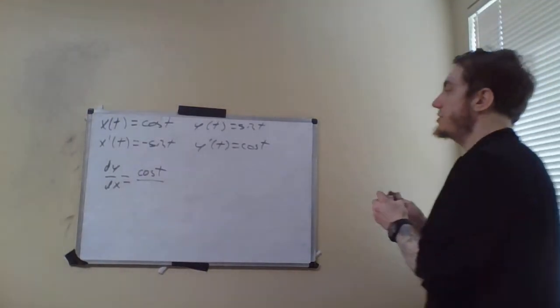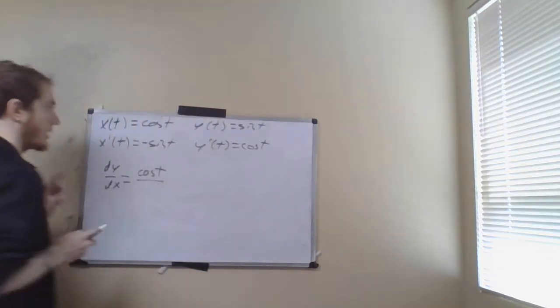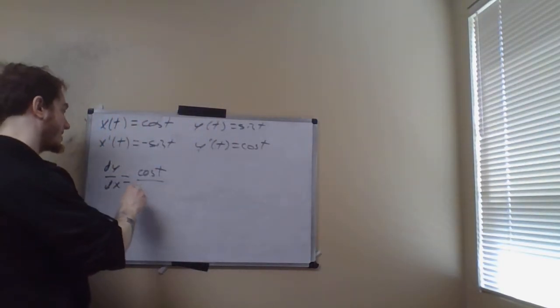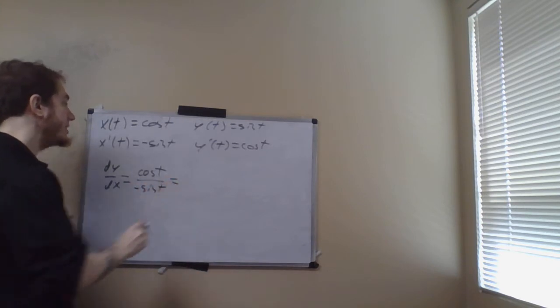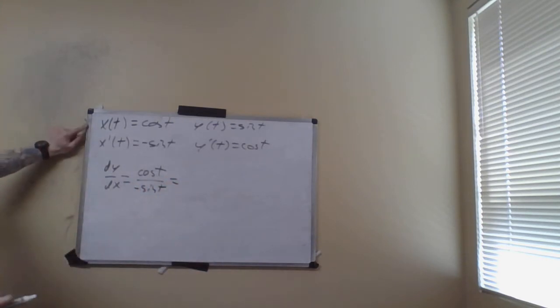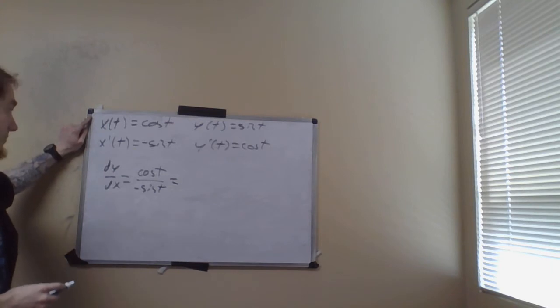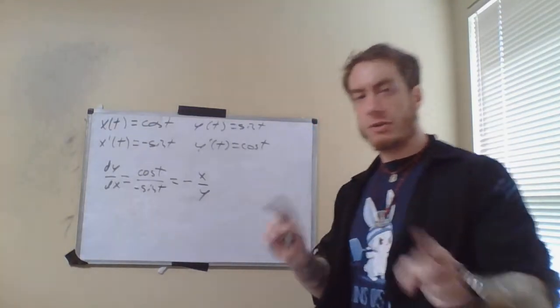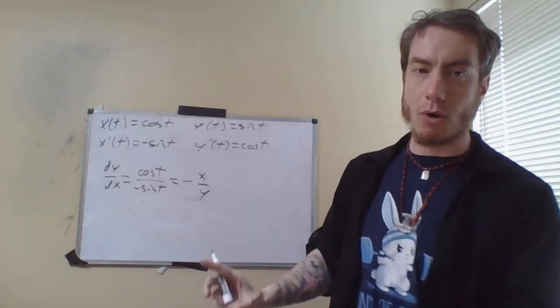So anyway, the derivative of y with respect to x, right? We've got y prime over x prime. Well, that's cosine t over negative sine t, which is actually, if you go back and look at these original formulas that we've got, negative x over y. This is not at all surprising, okay? We have seen this before, right?